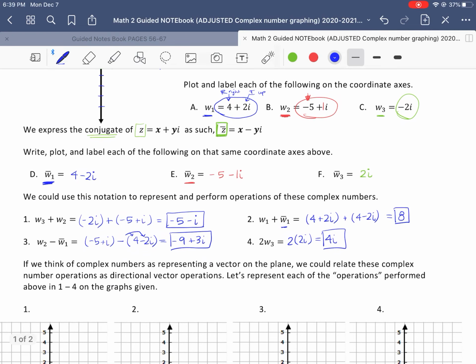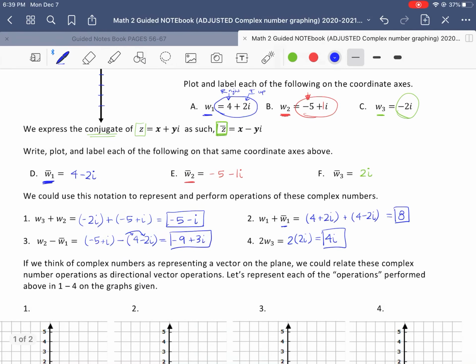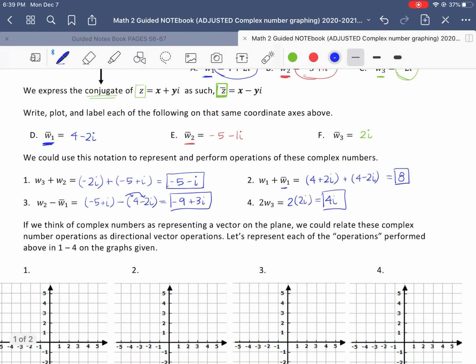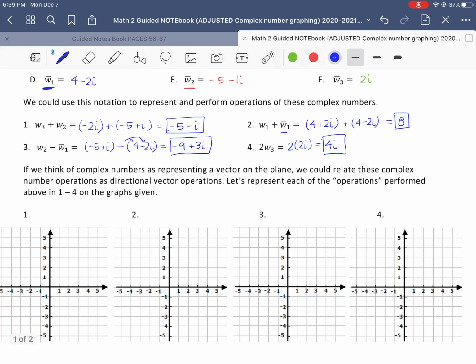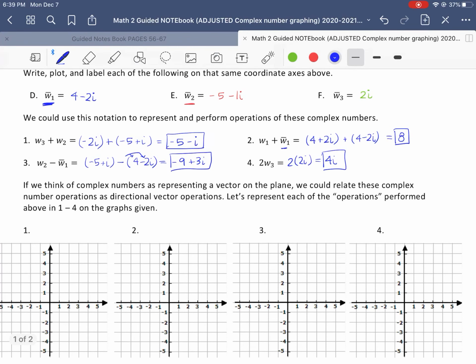Moving forward, if we think of complex numbers as representing a vector on the plane, we can also relate these complex number operations as directional vector operations. So let's see if we can represent some of these. A couple of these are going to jump right off the graph, so I'm going to stick with the two that will, I believe, stay on the graph. So let's try a couple of these.